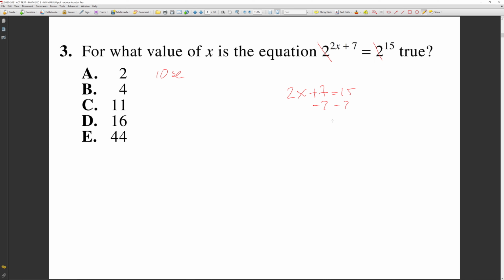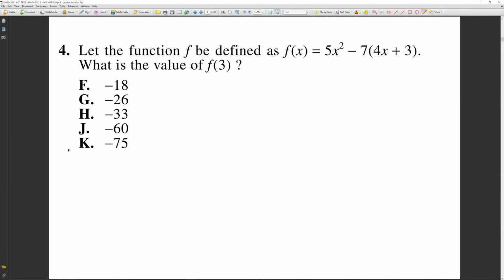Subtract 7 from both sides. You get 2x is equal to 8. Divide by 2, x is equal to 4. B. And boom. 4. Let the function f be defined as that.